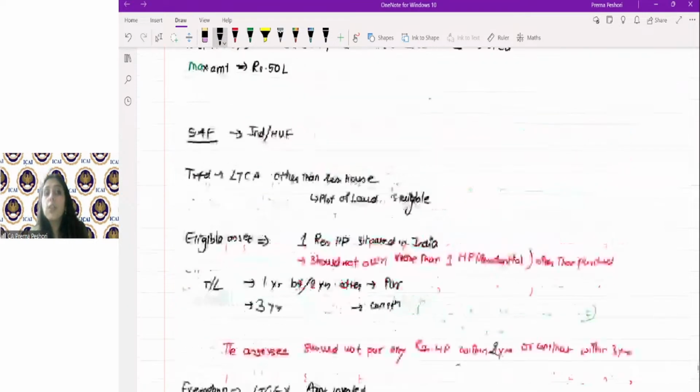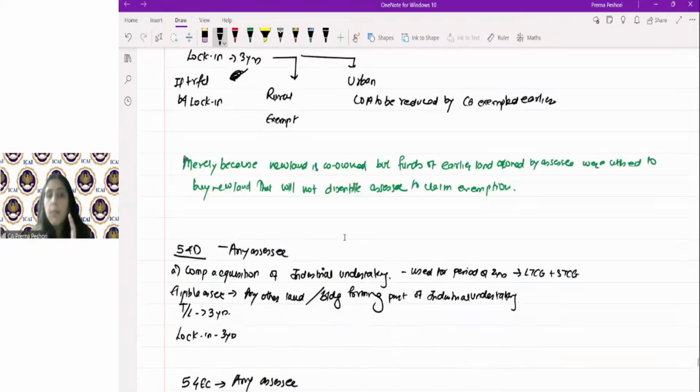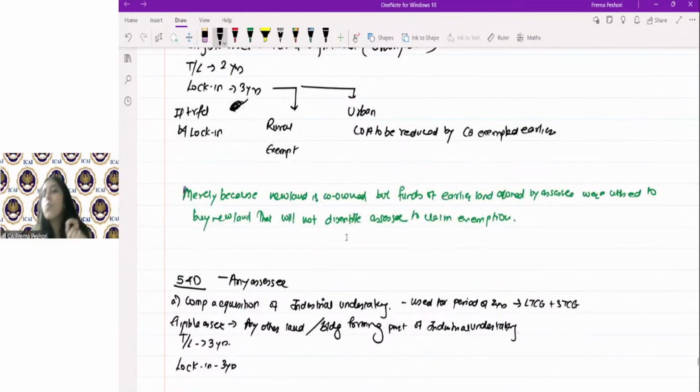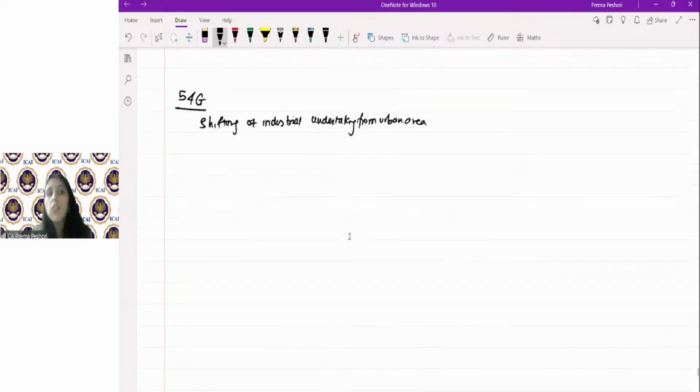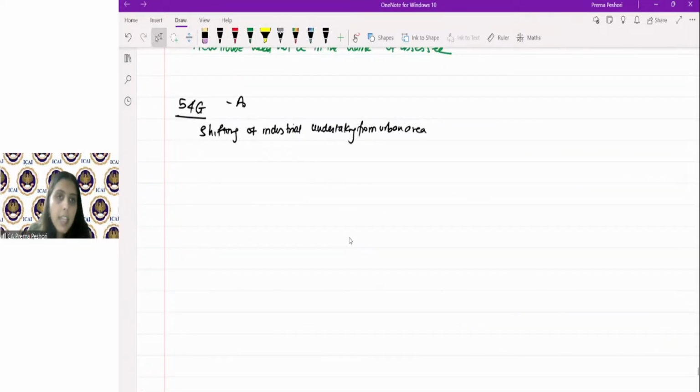54D was for the purpose of the compulsory acquisition of industrial undertaking. This is shifting of the industrial undertaking. Here it is any assessee. Now here there should be a shifting of industrial undertaking from urban area to any other area other than the urban area. So you can write it down, urban area to rural area. And there should have been transfer of machinery, plant, building, land.